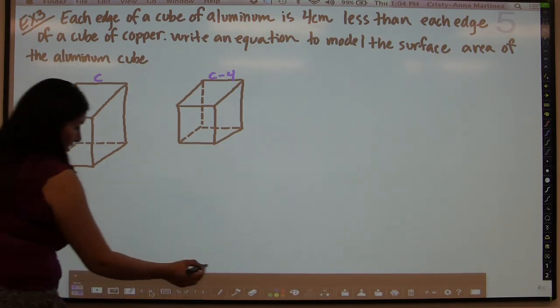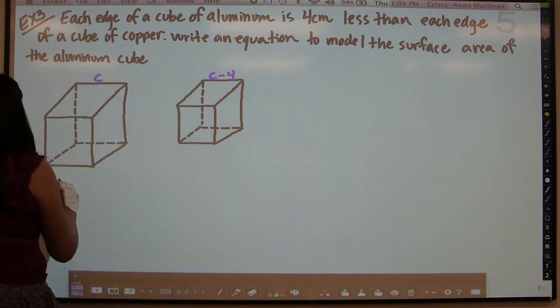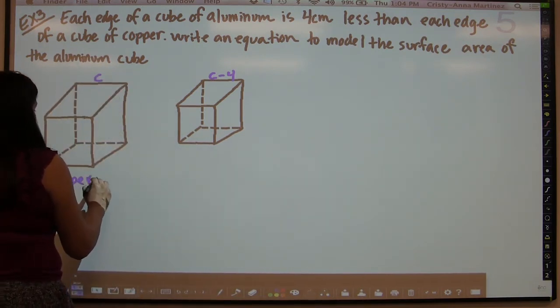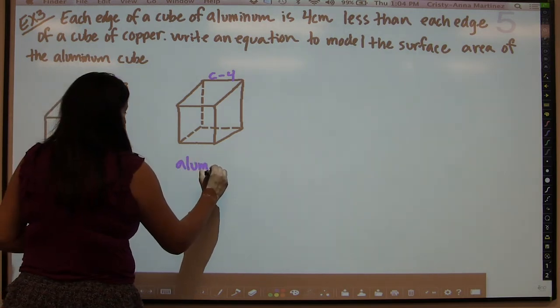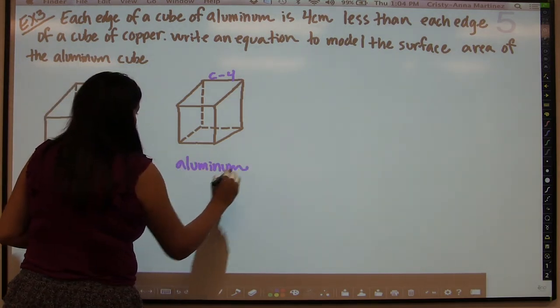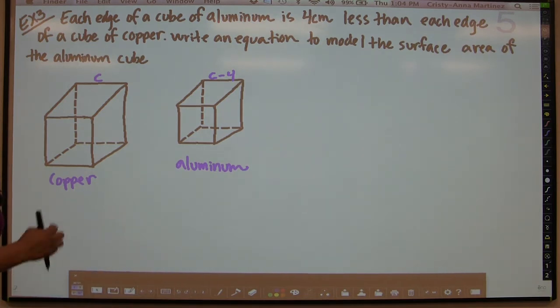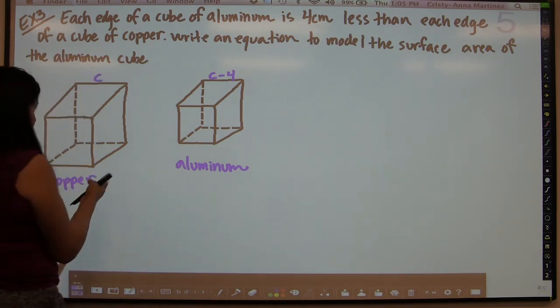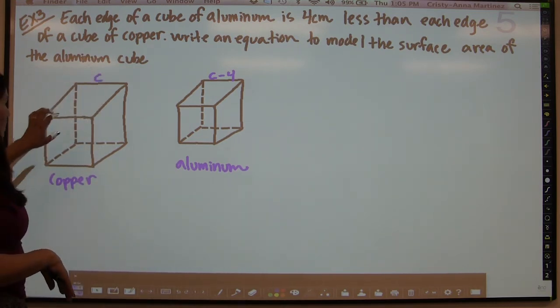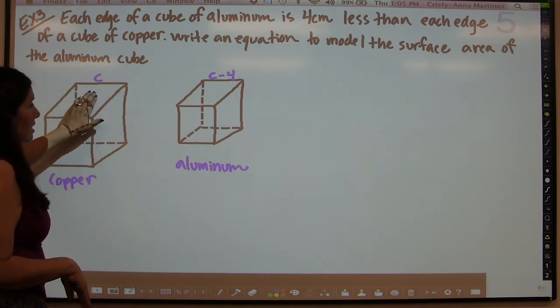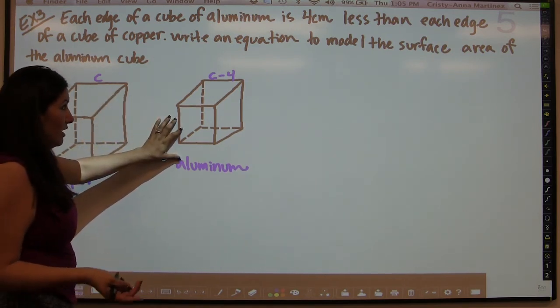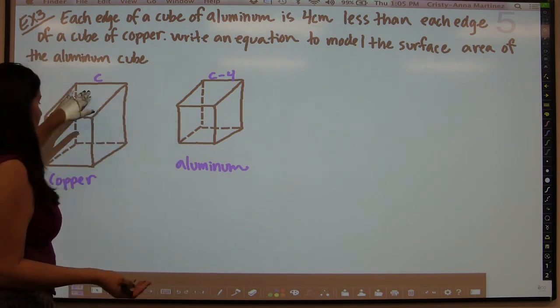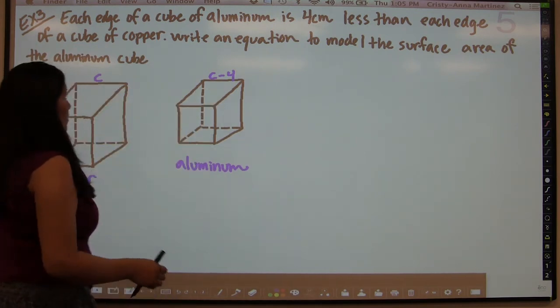So basically, if you look at my little diagrams here, this is copper, and this is aluminum. Aluminum, let's see if I can spell correctly here. Aluminum. So what they're telling us is that the edge of aluminum is 4 centimeters less than the edge of copper. So if it's less, then you would expect the aluminum cube to be smaller than the copper cube. So that's kind of what you're seeing there. And then if I'm going to go ahead and call the edge of the copper, just call it C, then the aluminum is going to be C minus 4 because it's 4 centimeters less than that of the copper. So that's why I have C here and C minus 4 there.